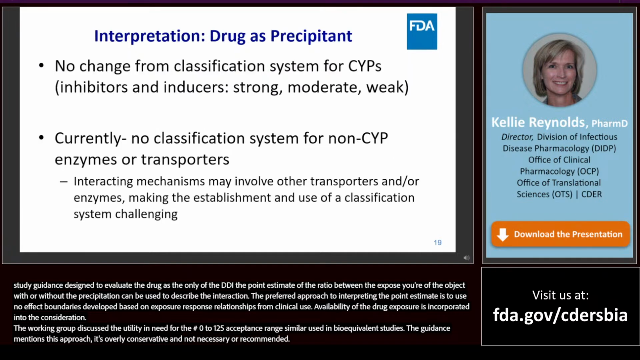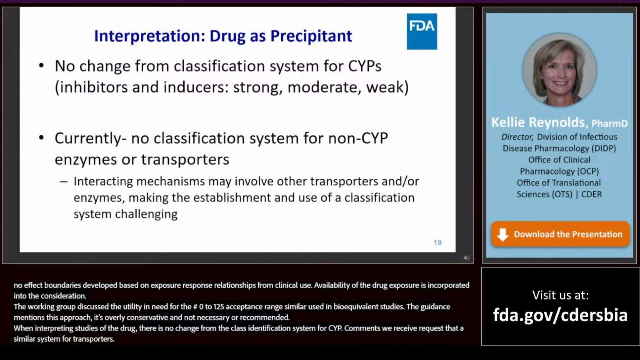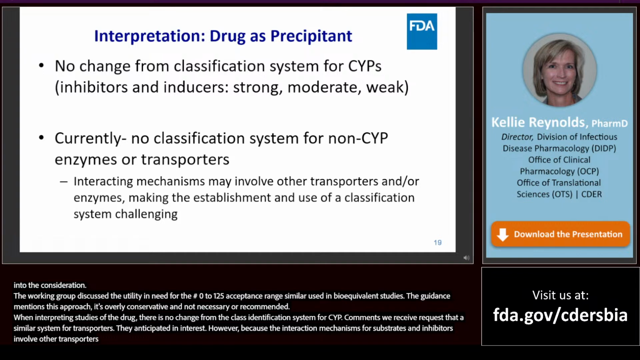When interpreting studies that evaluate the drug as a potential precipitant of DDIs, there is no change from the classification system for CYPs. Comments we received during the public consultation period requested a similar system for transporters. The working group anticipated this interest and considered the feasibility when writing the draft. However, because the interaction mechanisms for most substrates and inhibitors involve other transporters or enzymes, the establishment and use of a classification system remains challenging.